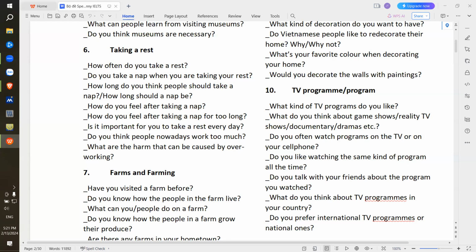Okay, so how do you feel after taking a nap then? Normally, when we feel tired, we can take a nap for a short time to recover our energy.